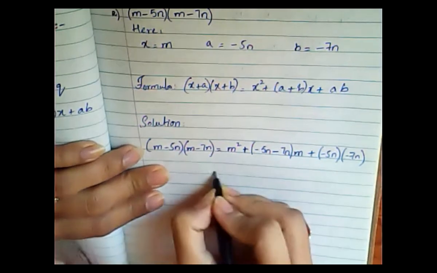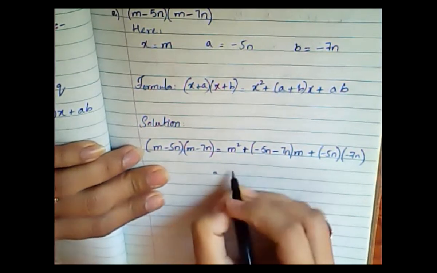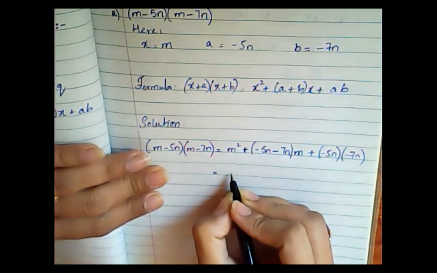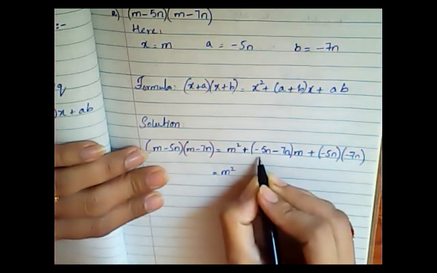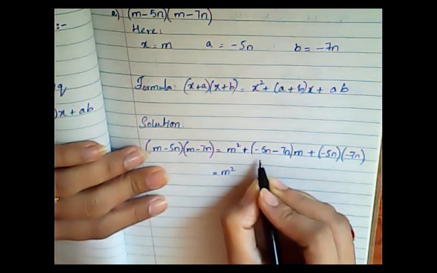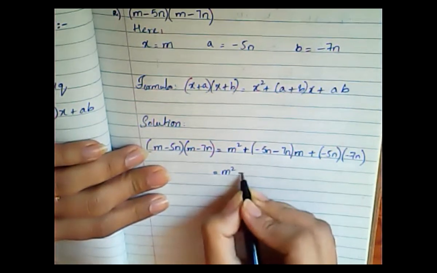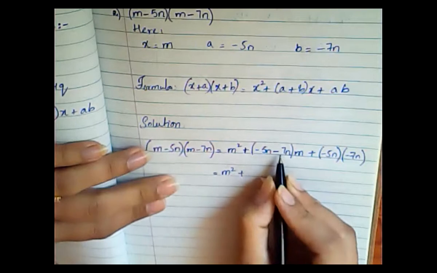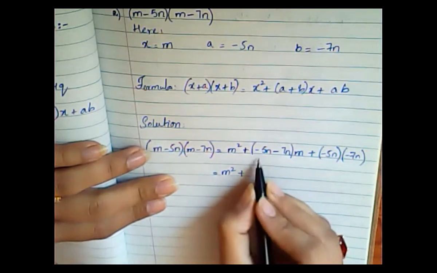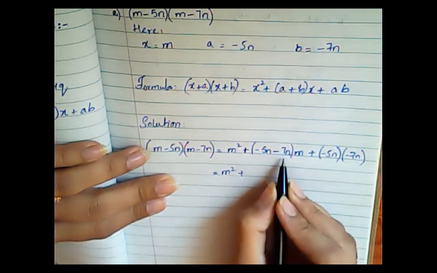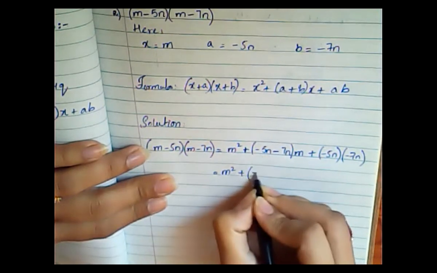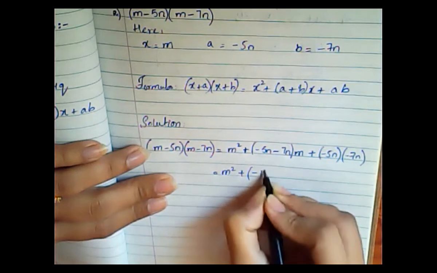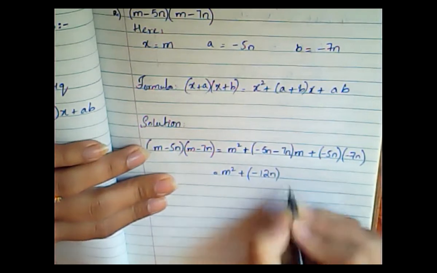Now, the second step is we have to simplify. Please write it in the chat box. Very good, Sheros, write down in the chat box: minus 5n minus 7n. Excellent, Aisha, excellent. Here we get minus 5 minus 7, minus 12.